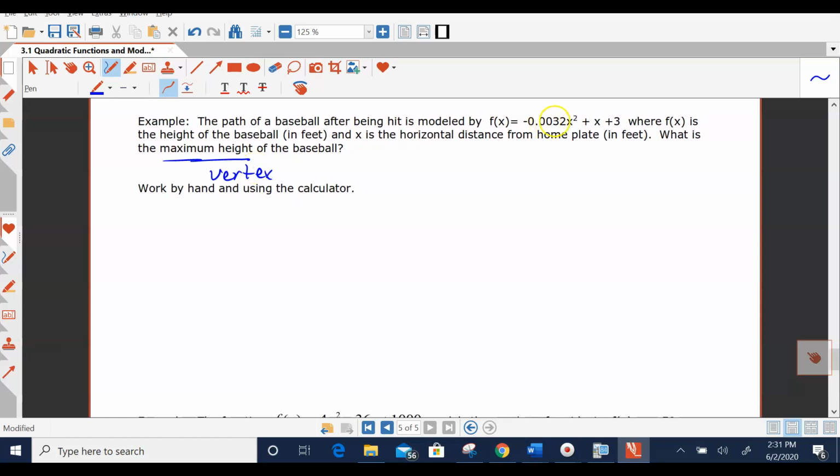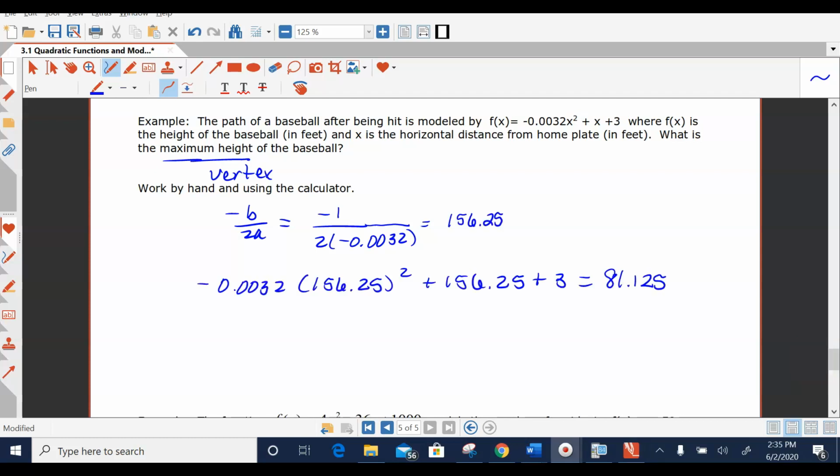How do I find it when I have an a, b, and c? I'm just going to do negative b over 2a, which will be negative 1 over 2 times negative 0.0032. So there's my negative b over 2a. Let's calculate it. So I calculated negative b over 2a to be 156.25. Then I plugged that number back into my function to find the y-coordinate of the vertex. When I do that, I get 81.125.